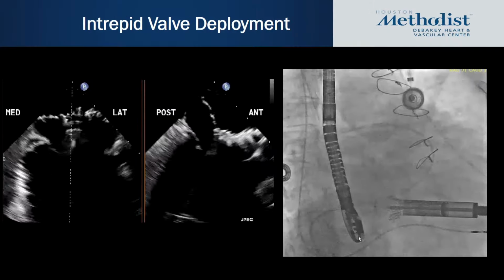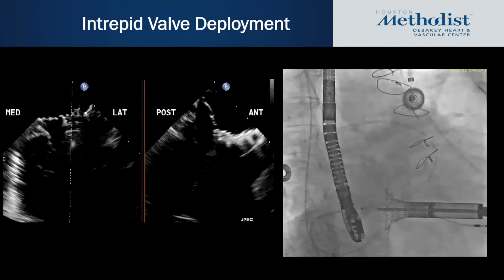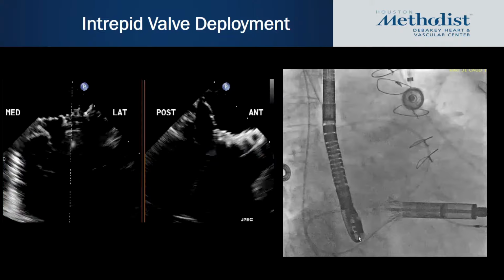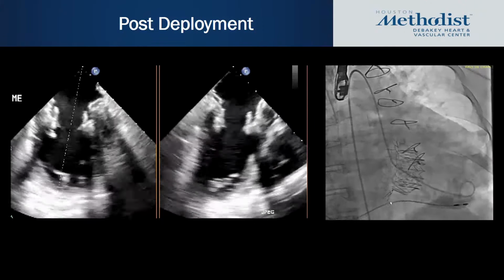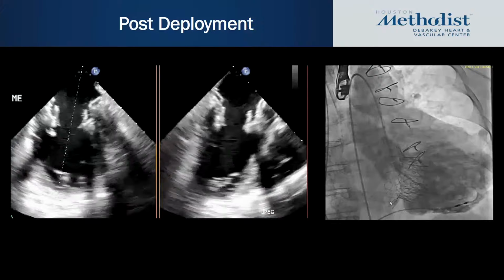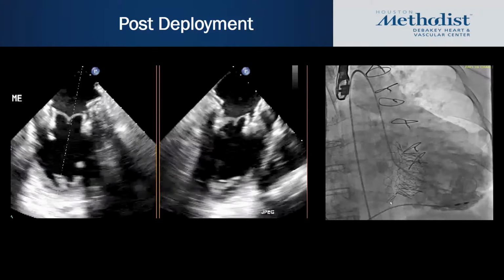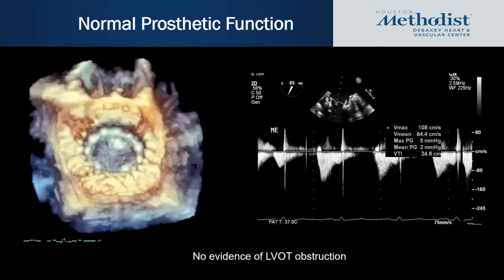This is followed by advancing the Intrepid valve through the LV into the left atrium. Of course, you have to always monitor the subvalvular apparatus because of the risk of entanglement. Once that device was advanced into the left atrium, then it was deployed in the mitral valve annulus. And you have fluoroscopic images with angiography showing lack of significant mitral regurgitation. This is a 3D image of the transcatheter valve showing normal device function and a gradient of 2 millimeters. And there was no evidence of LVOT obstruction.